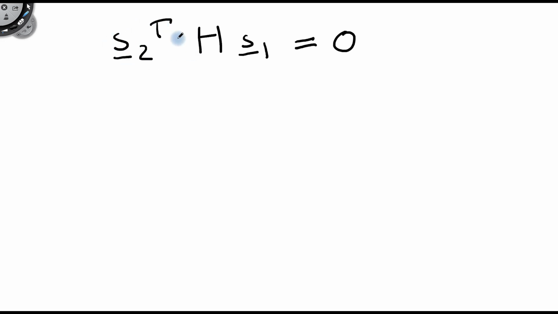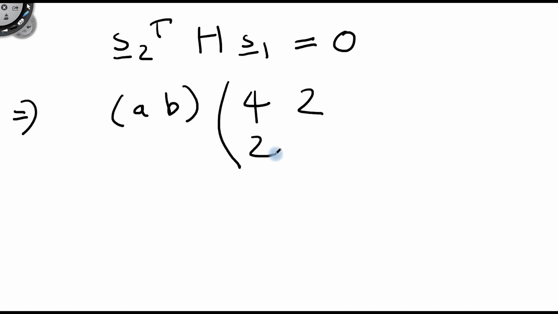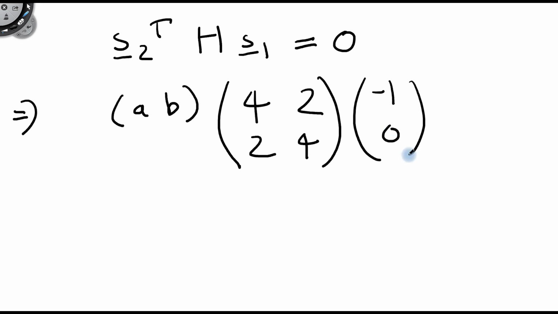So I've got my second search direction and my first search direction there, so we just fill that in. We have the second search direction, A B. It was a column vector, but we've transposed it. Then we have our Hessian matrix, which is 4, 2, 2, 4, and then our first search direction, which is -1, 0.